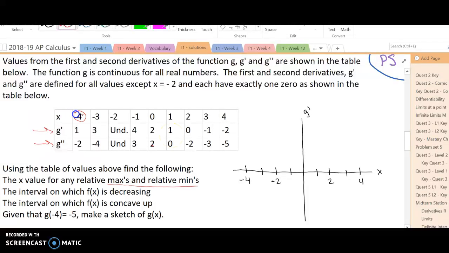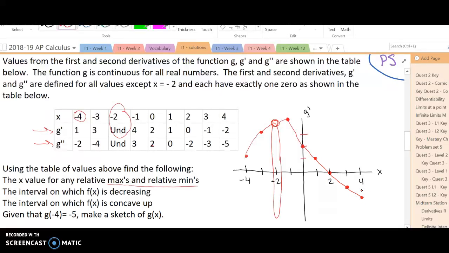When x is -4, my first derivative is 1, and I'll put a dot there. So I've gone ahead and plotted the rest of the points on the derivative, and I'm just going to connect them with the curve. We were undefined at x equals -2, so I'm going to put an open circle when x is -2, and I'm going to continue on.